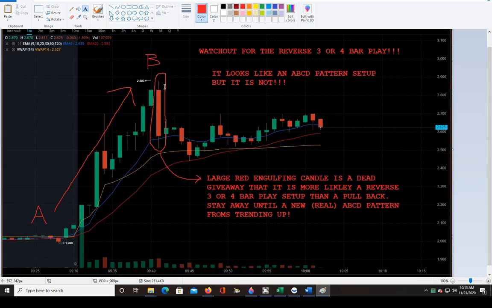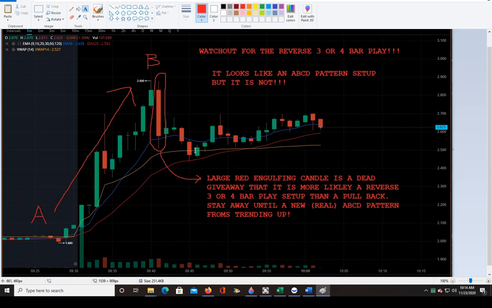So any ABCD pattern could be a reverse 3 or 4 bar play. And the way that you can tell that it most likely is, is by the first candle that pulls back being a huge red engulfing candle, meaning that this candle is eating up the previous 2 candles. So I'd rather see a red candle that's closer to the size of this one or less on the way back down, just like these were. See, these candles are almost the same size as that. That indicates a true pullback.